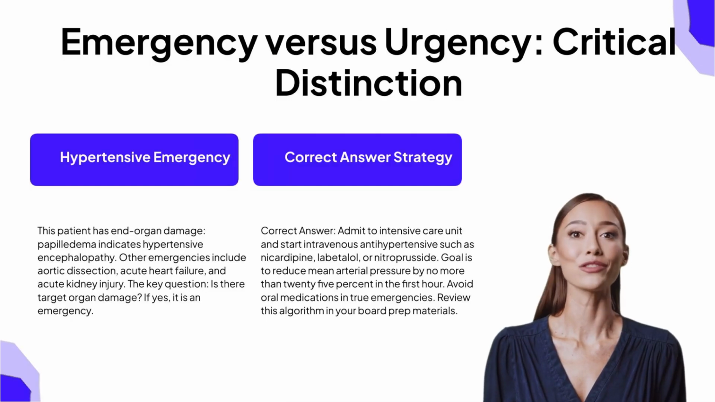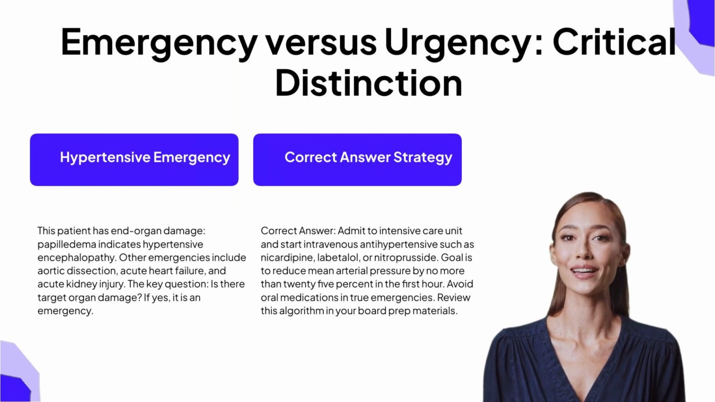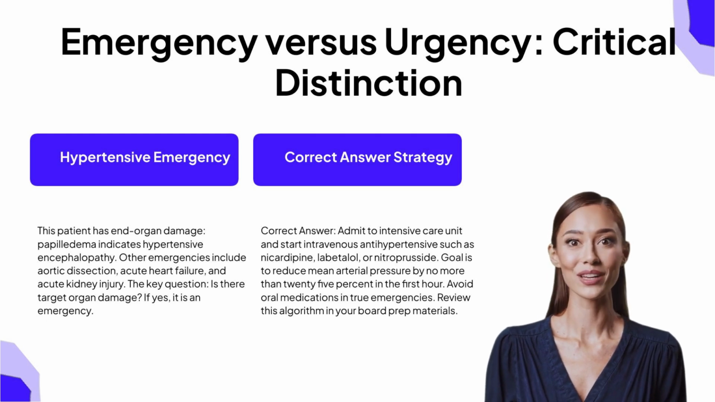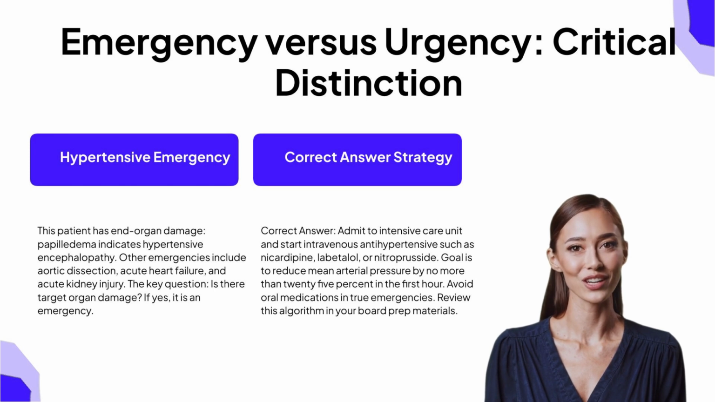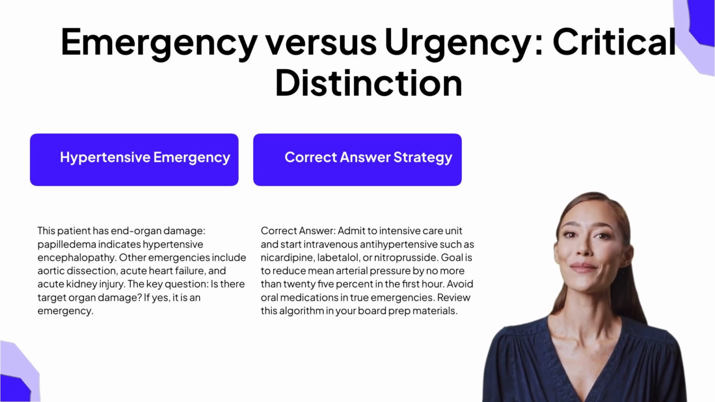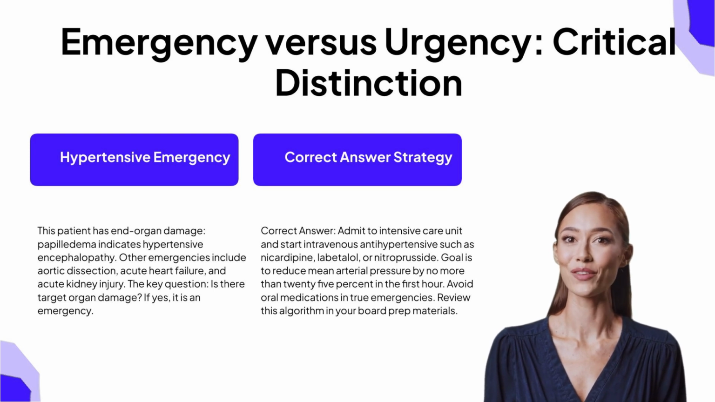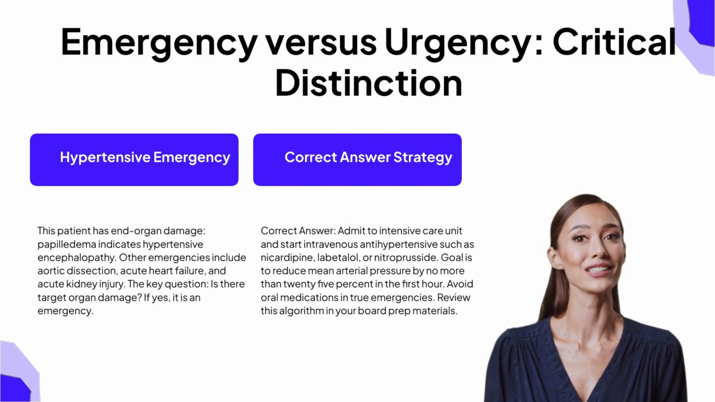This is a hypertensive emergency, and here is how to recognize it. The patient has end organ damage. Papilledema indicates hypertensive encephalopathy. Other emergencies include aortic dissection, acute heart failure, and acute kidney injury. The key question to ask yourself is, is there target organ damage? If yes, it is an emergency. For the correct answer strategy, remember this.